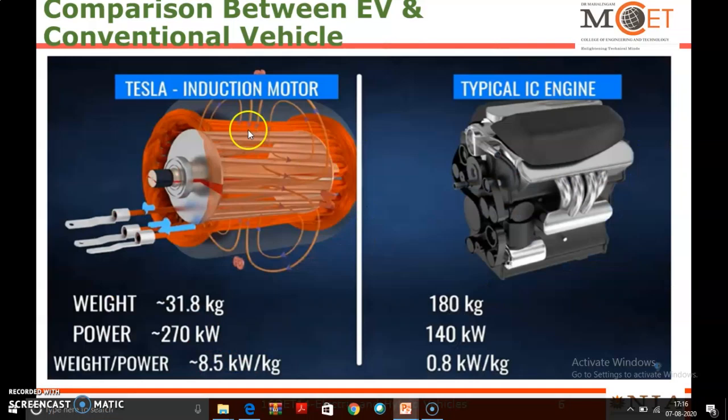Next. As the electric vehicle uses an electric motor, that is an AC type induction motor, this motor was developed by Tesla.